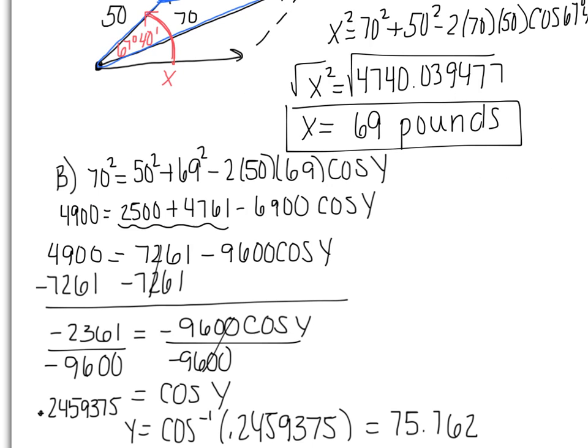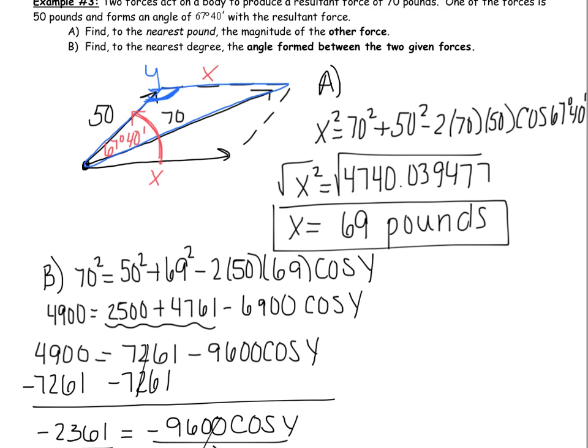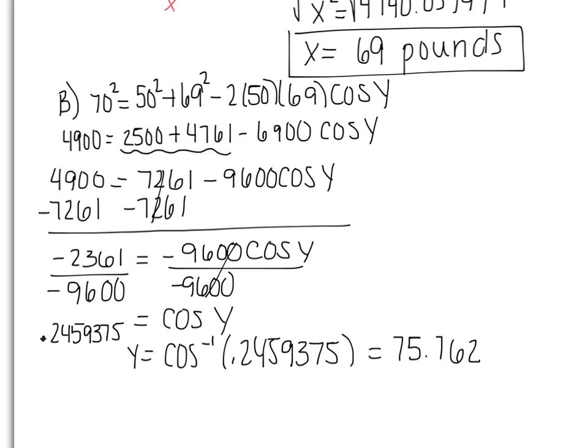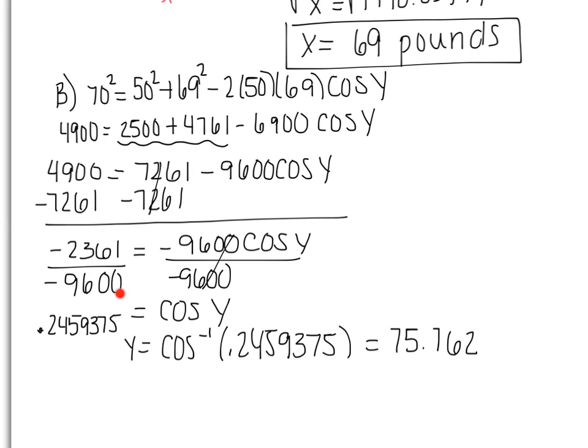Okay, so the way I set this up is 70 is my starting side because this is the angle I want to find. So I did 70 squared equals 50 squared plus x squared, but x was 69, minus 2 times 50 times 69 cosine of y. Figured out what these were, subtracted it. Then I divided, and I got cosine of y is equal to approximately 75.762.